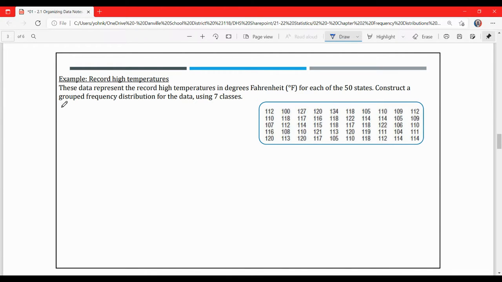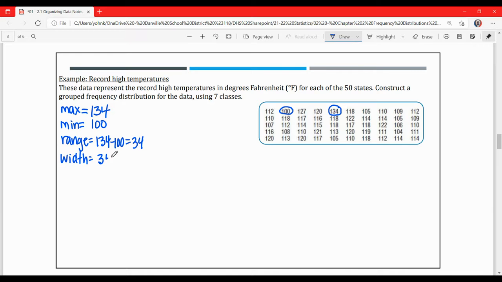Well, we need some info first. First, I need to figure out what the maximum value is, what the minimum value is, what the range is, and what the class width is. So the maximum value in the table is going to be 134, and the minimum value in the table is going to be 100. So maximum value is 134, minimum value is 100. That makes the range 134 minus 100, which is 34.